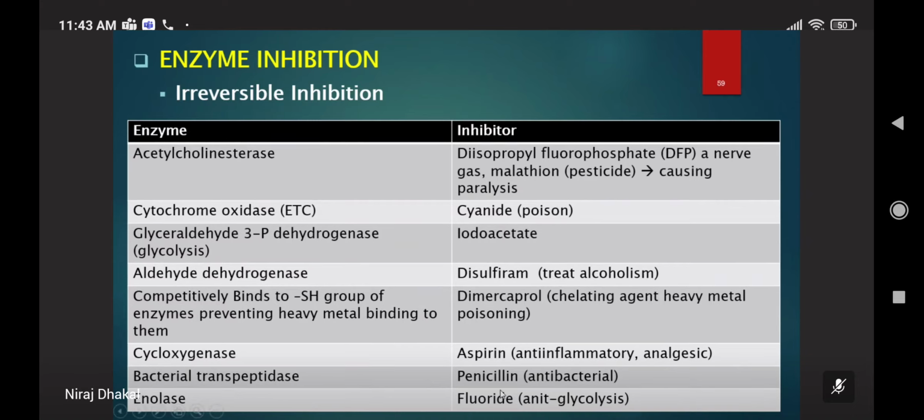Another is penicillin, which is antimicrobial. It will inhibit the bacterial transpeptidase. Another is fluoride. It is an antiglycolytic, and that will inhibit the enolase, which is an enzyme of glycolysis. So these are just a few examples of different drugs or molecules which irreversibly inhibit the enzyme.